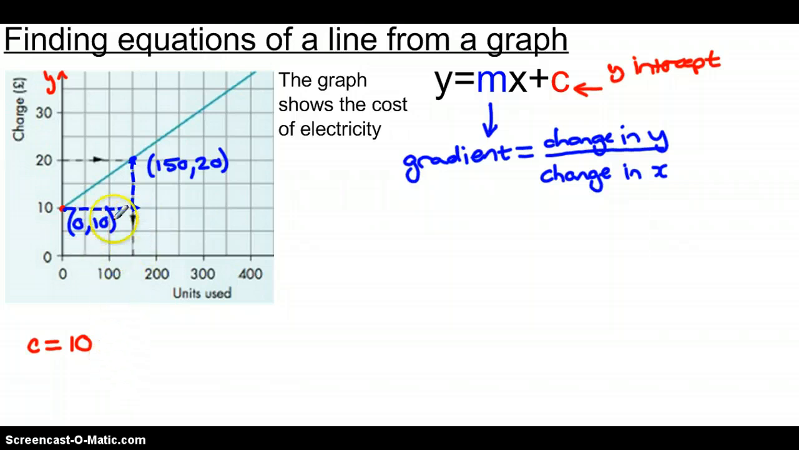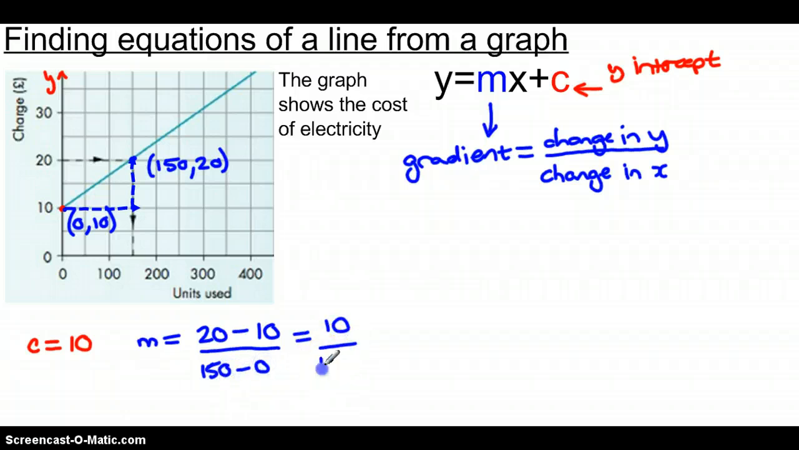So our vertical change, well, we've gone from a point that was at a vertical height of 10 up to 20. So our change in y is our y coordinate of the second point, take away the y coordinate of the first point. So our vertical change is going to be 10. The horizontal change, well, we started off at 0 and we've gone to 150. So as you can see, that's a change of 150. So it turns out that our gradient, if I just cancel out a factor of 10 on the top and on the bottom, is actually 1/15.